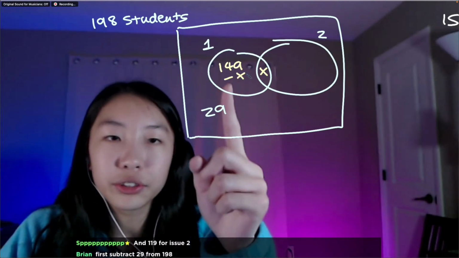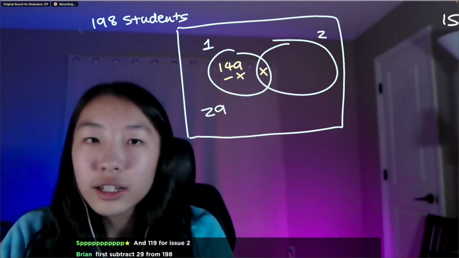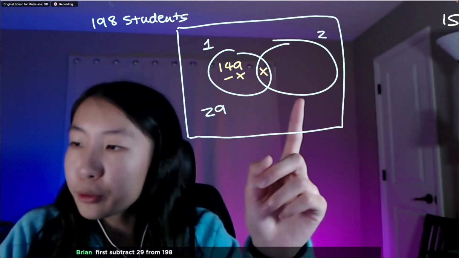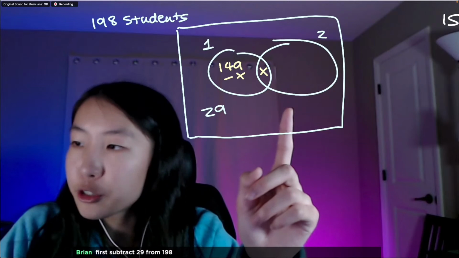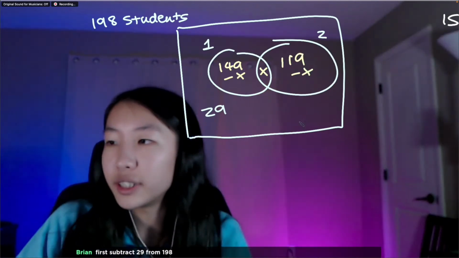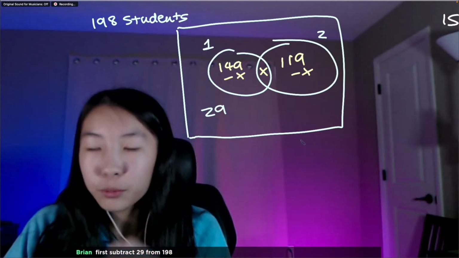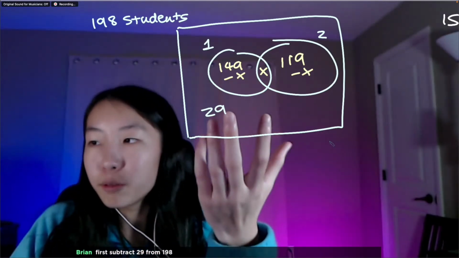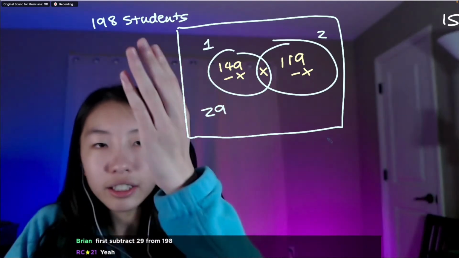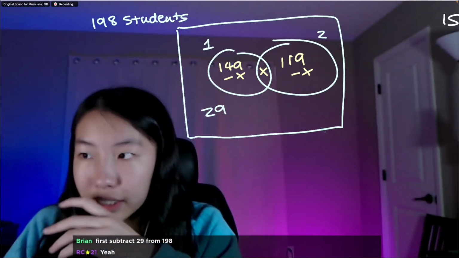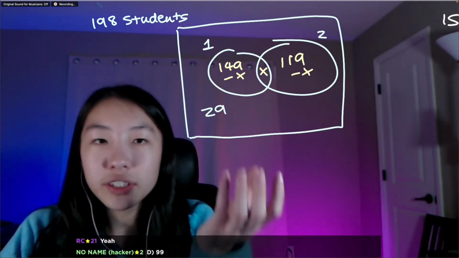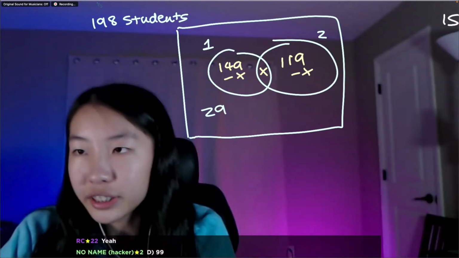So notice that now the circle is going to sum to 149. Similarly, over here, we take the 119 people who voted for the second issue and subtract x from that. And notice again how this sums to 119. And so what's nice about this is that when you add it up, you're going to still have the variable x, but we can set it equal to 198. And this is similar to what everyone is doing in the chat, just in a visual way to represent it.